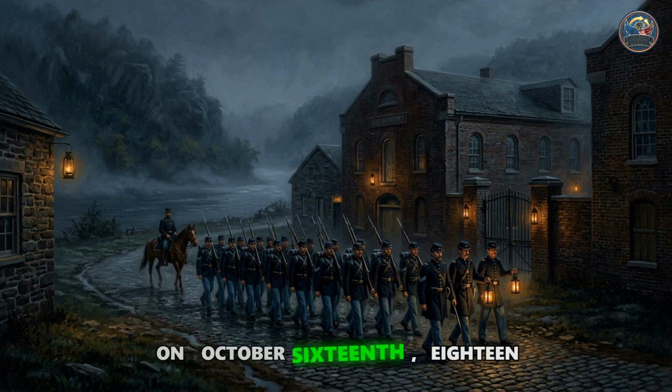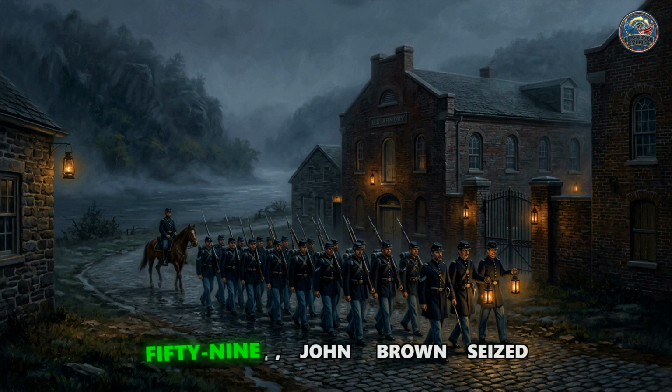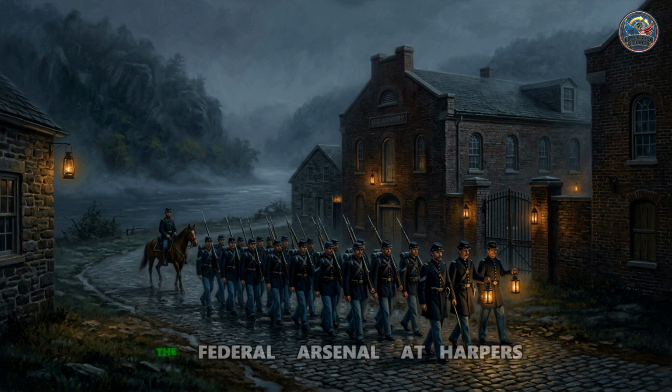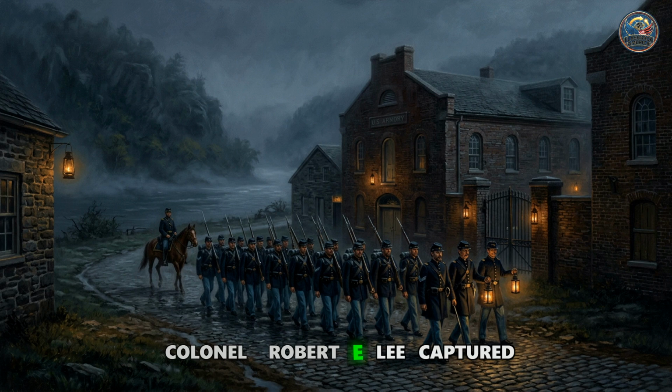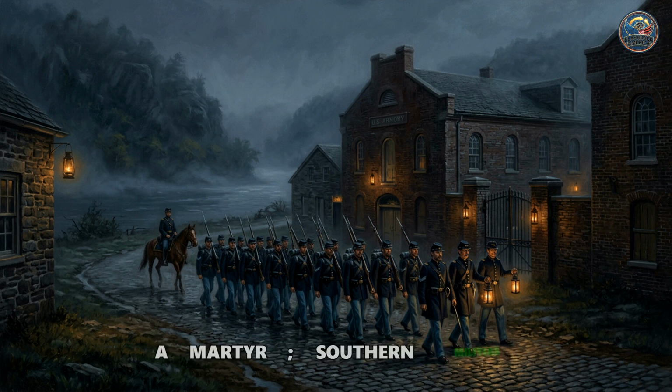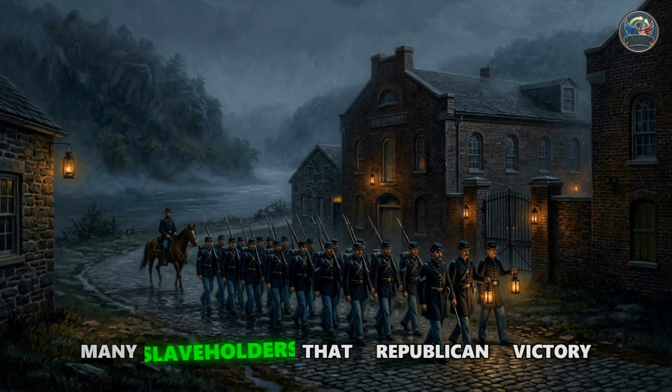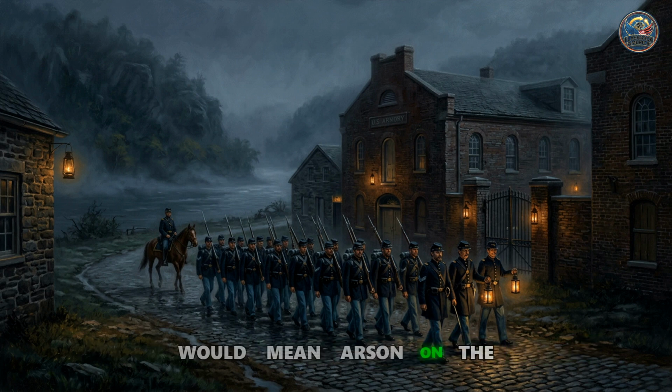On October 16, 1859, John Brown seized the federal arsenal at Harper's Ferry, hoping to spark a slave insurrection. Marines under Colonel Robert E. Lee captured him. Northern literati saw a martyr, Southern militias drilled. The raid convinced many slaveholders that Republican victory would mean arson on the plantation doorstep.